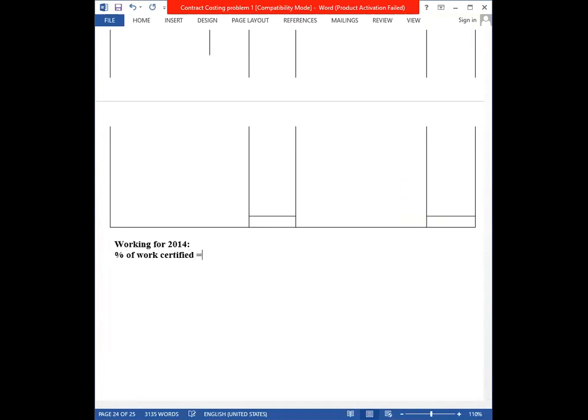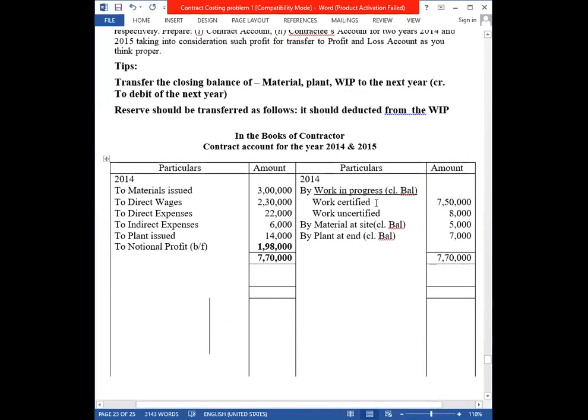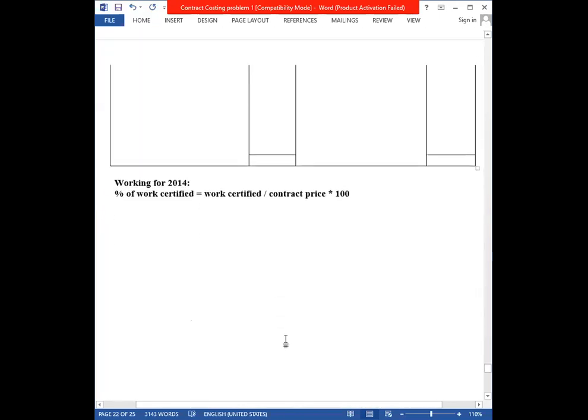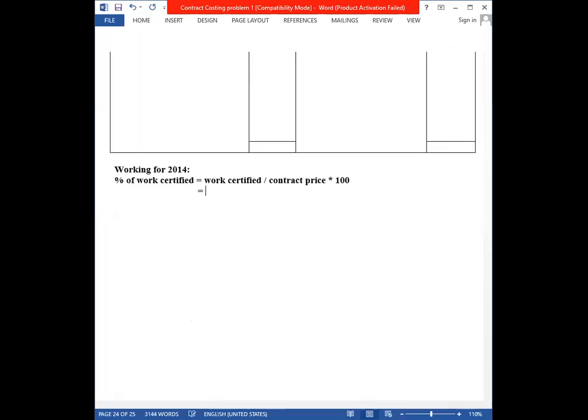What is the formula? Work certified divided by contract price into 100. So work certified is how much? Let me check how much is the work certified here. You have written 7,50,000 and the contract price is 10 lakhs. So work certified is 7,50,000 divided by 10 lakhs into 100. How much is the percentage you are getting?